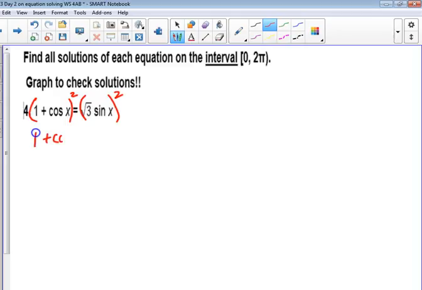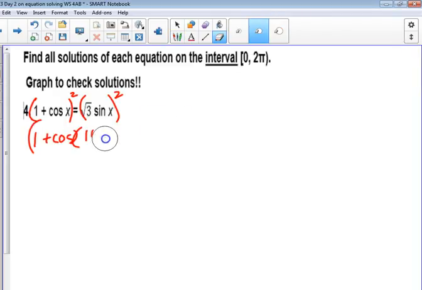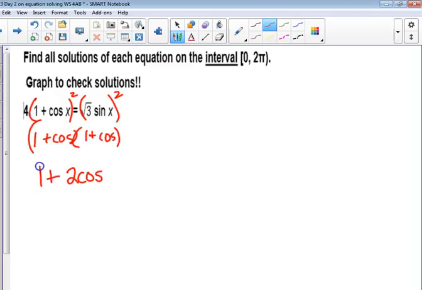We get 1 plus cosine times 1 plus cosine. I'm leaving off my x's. But what is that going to look like after we FOIL it all out? Everybody see where we got that middle term? Okay. Equals. What's happening over here? Square root of 3 squared. It's just 3. And this is multiplying, so we don't need to FOIL it out. It's just sine times sine or sine squared. Okay. That got us really far.